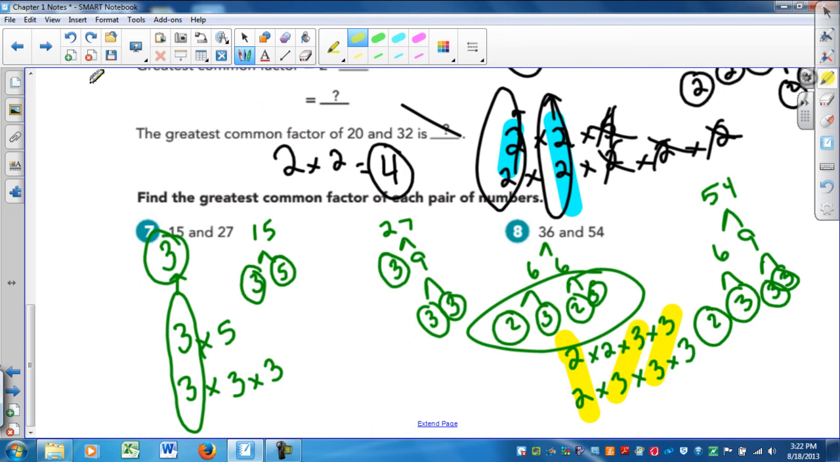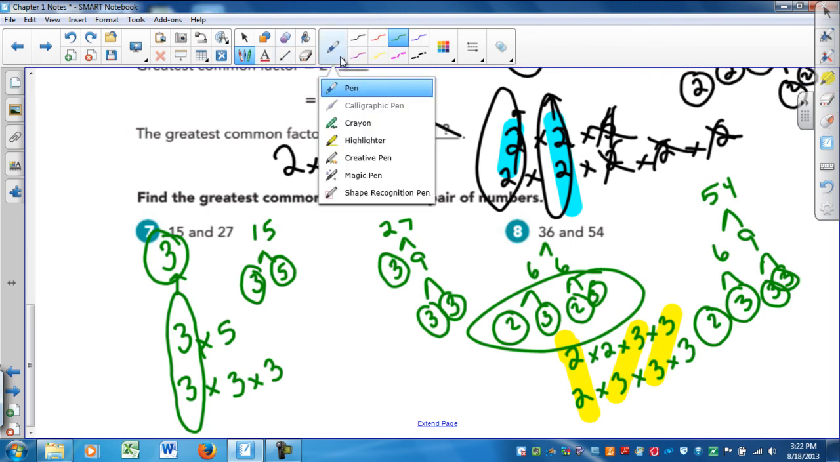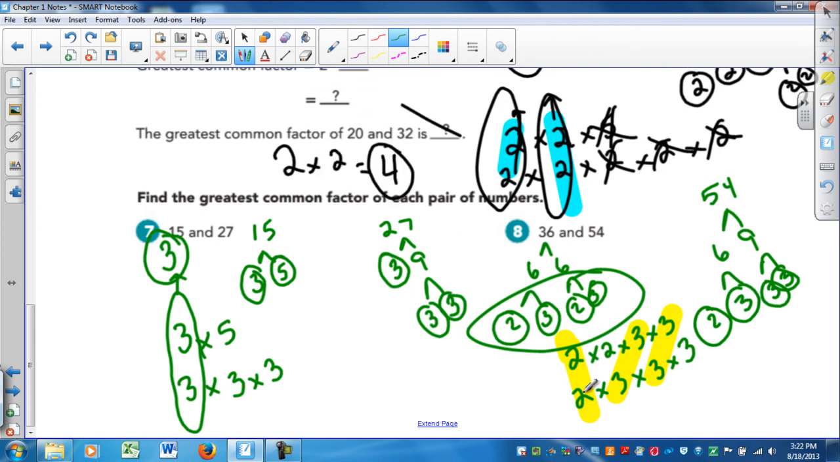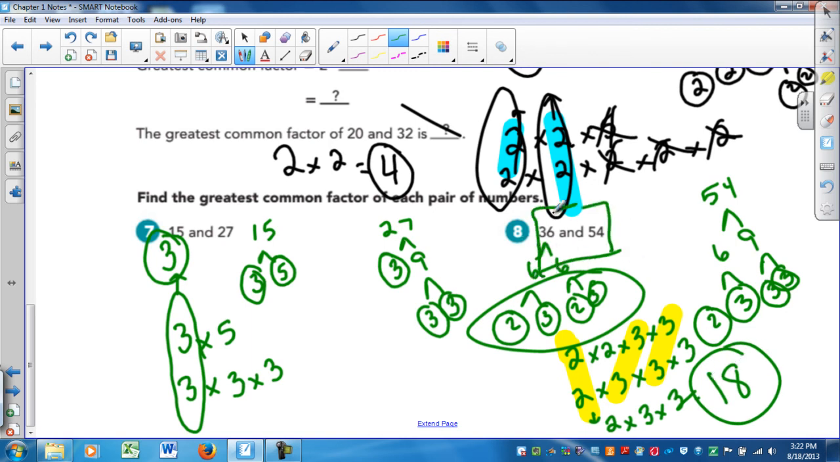Do they have anything else in common? No. So I say, okay, I'm going to take all my commons now and I'm going to multiply them. So I'm going to use 1. So that's going to be 2 times 3 times 3. And that's going to give me 18. My GCF of these two numbers is 18. Okay? Make sense? Hopefully it does.